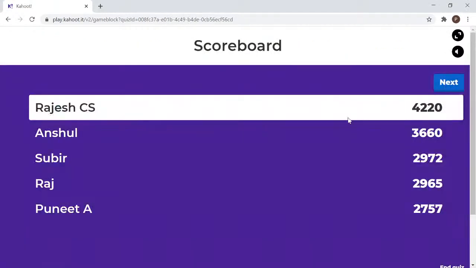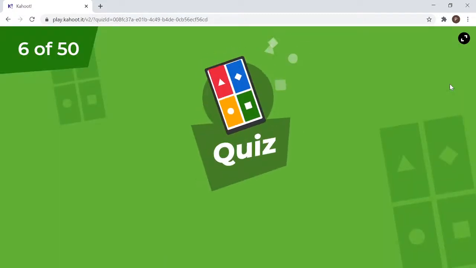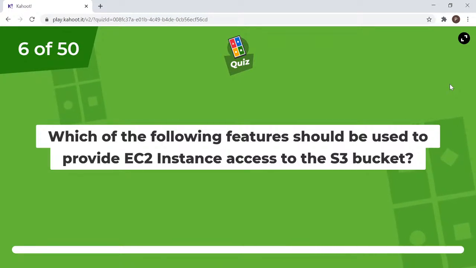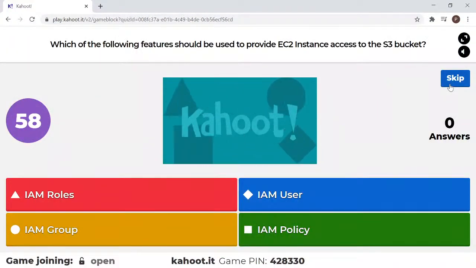Let's move on to the next question. Puneet A and Napster back again in top 5. And the next question is, which of the following features should be used to provide EC2 instance access to S3 bucket? Is it IAM roles, IAM user, IAM group, IAM policy?